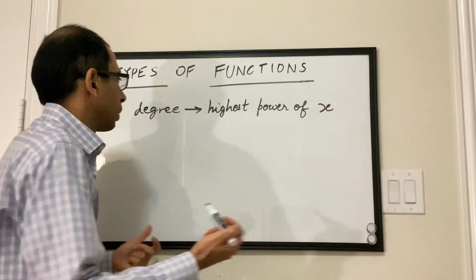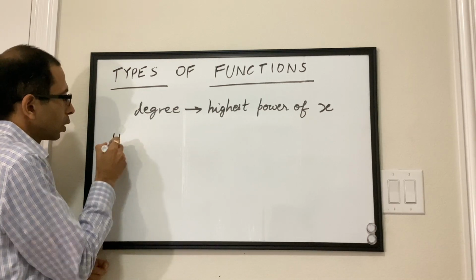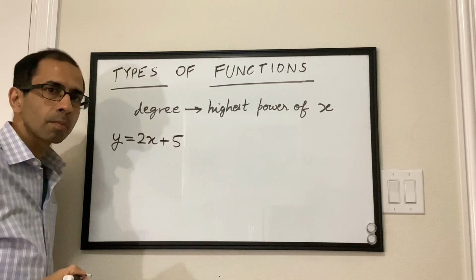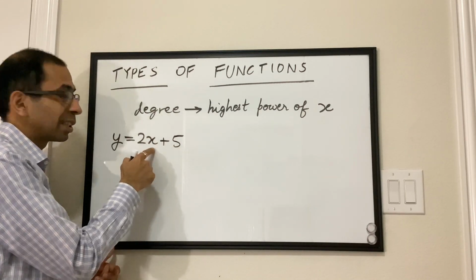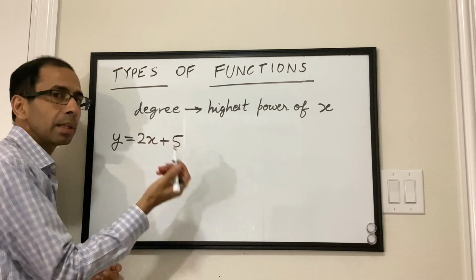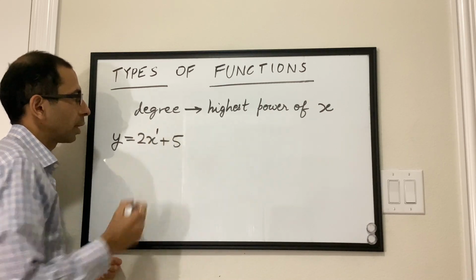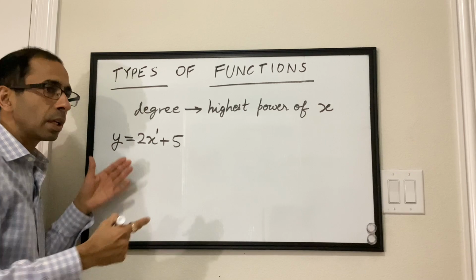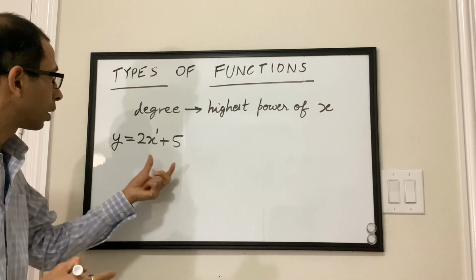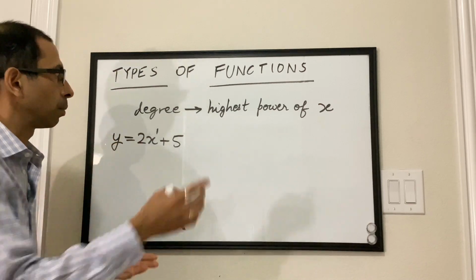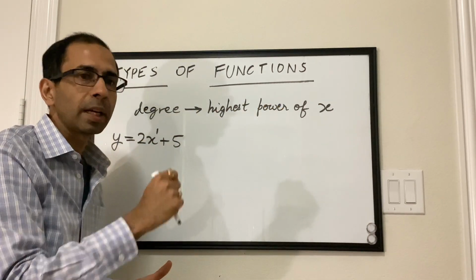So let's take an example. Let's say that we have a function y is equal to 2x plus 5, correct? Now what is the power of x here? It's basically 1. 2x is 2x to the power of 1. So the power here is 1, right? So when the highest power of x is 1, it means that the degree of the function is 1, because degree is nothing but the highest power of x.